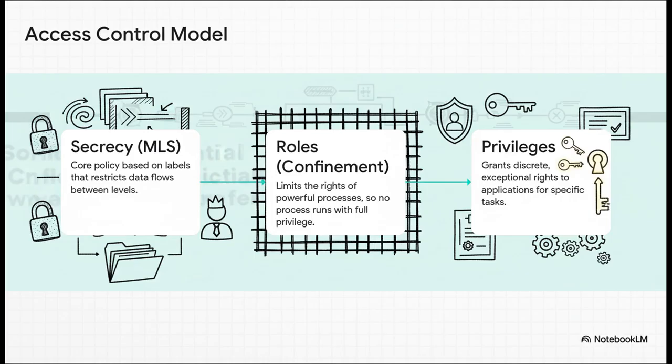Secrecy is the main event. That's the core MLS policy based on labels. Roles are all about confinement, reining in what even powerful admin accounts can do. And privileges are the special exceptions, giving a process a very specific, discrete right to bypass one single policy without handing over the keys to the whole kingdom.